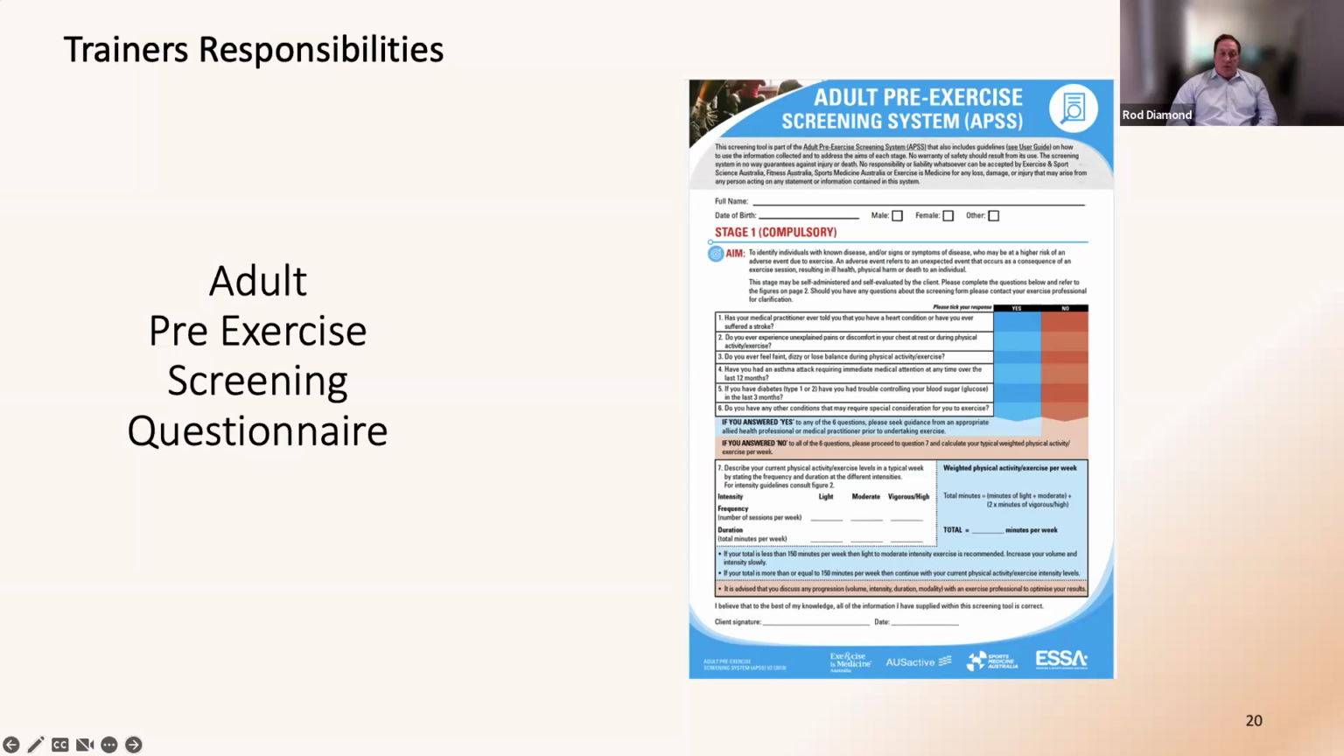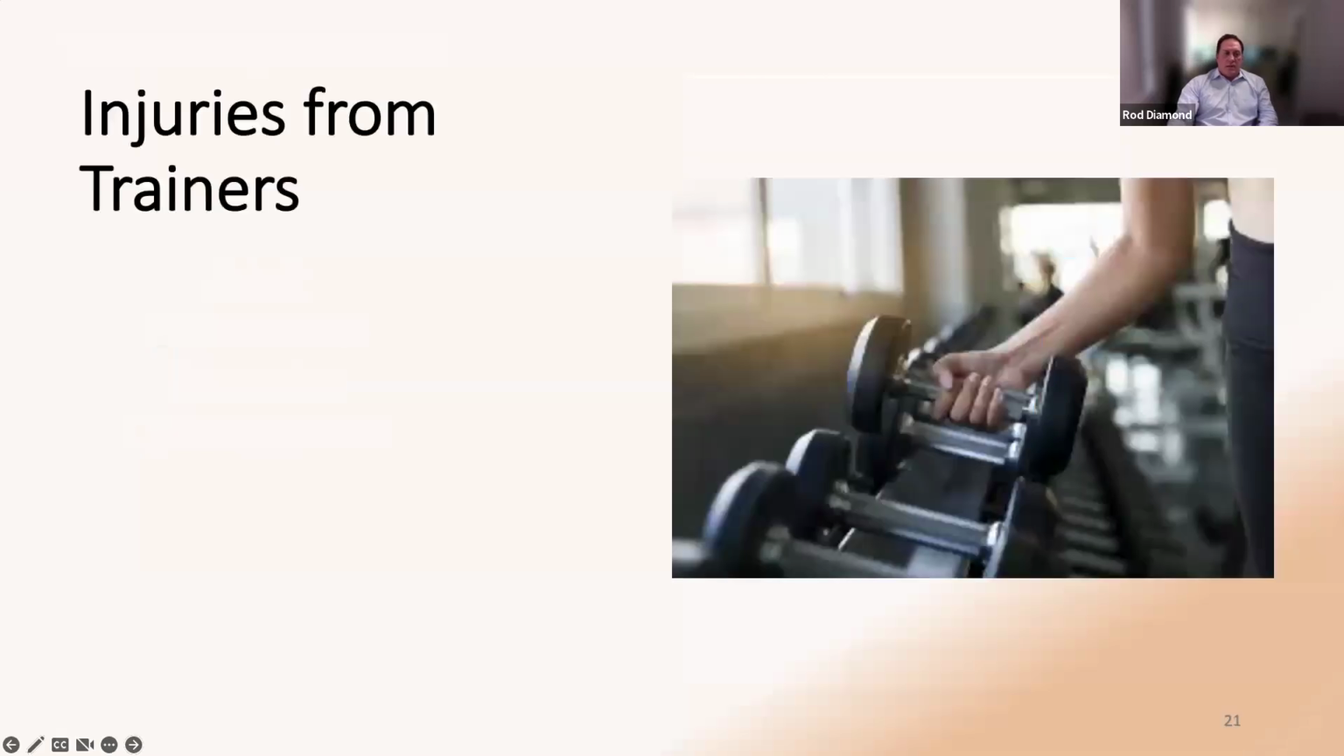Once that document has been completed, the trainer ought to then conduct a physical assessment on the person to obtain baseline data, such as heart rate, blood pressure, strength, cardiovascular fitness. Once that's completed, the trainer then ought to design an exercise program using, obviously, safe, suitable, and appropriate exercises.